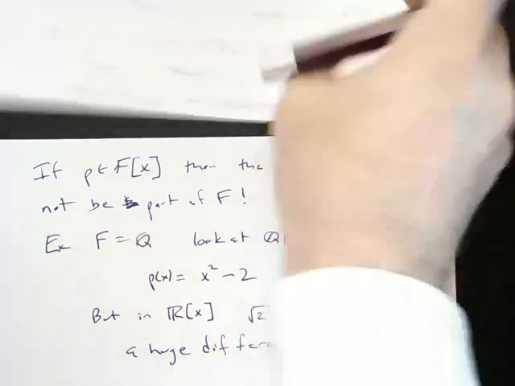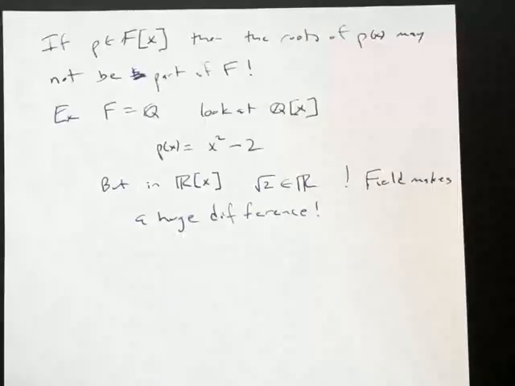Okay, wait a second. So if I'm in the field Q, every non-zero element's a unit, this polynomial can't be factored. But if I change fields, it can be factored. A number that has no factors is called prime. A polynomial that can't be factored is called irreducible.